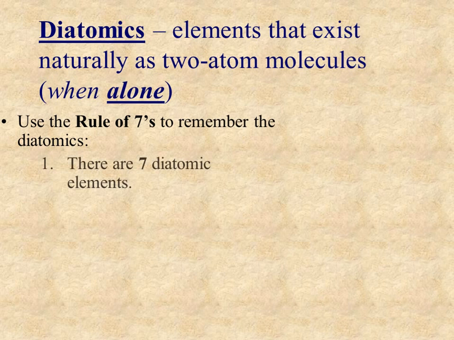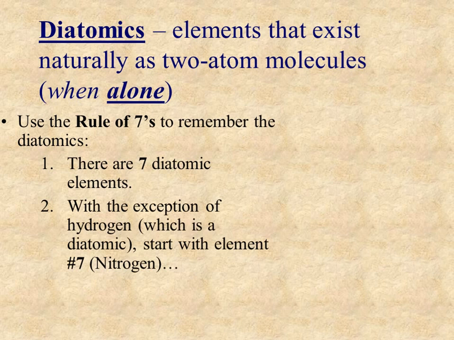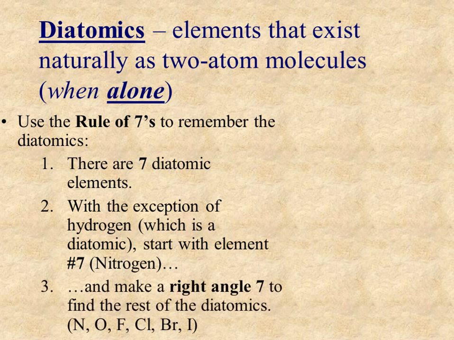First of all, there are those 7 diatomic elements that I mentioned. To find them, if you have a periodic table, start with element number 7, which is nitrogen, one of the diatomics. And hydrogen doesn't fit into this pattern, but it's the first element on the periodic table, so it shouldn't be too difficult to remember. Along with hydrogen, you start with element number 7, nitrogen, and then you literally trace a right angle 7 on the periodic table to find the remaining diatomics. So that right angle 7 will trace you over nitrogen, oxygen, fluorine, chlorine, bromine, iodine. It's kind of neat how it works out that way.